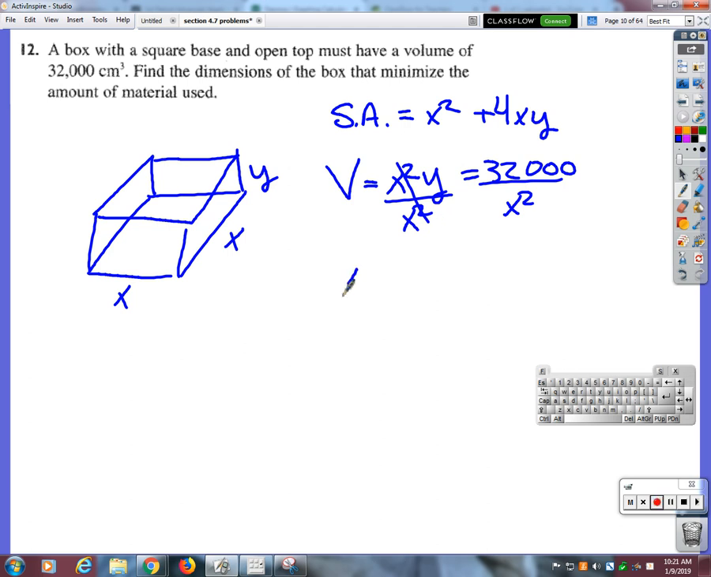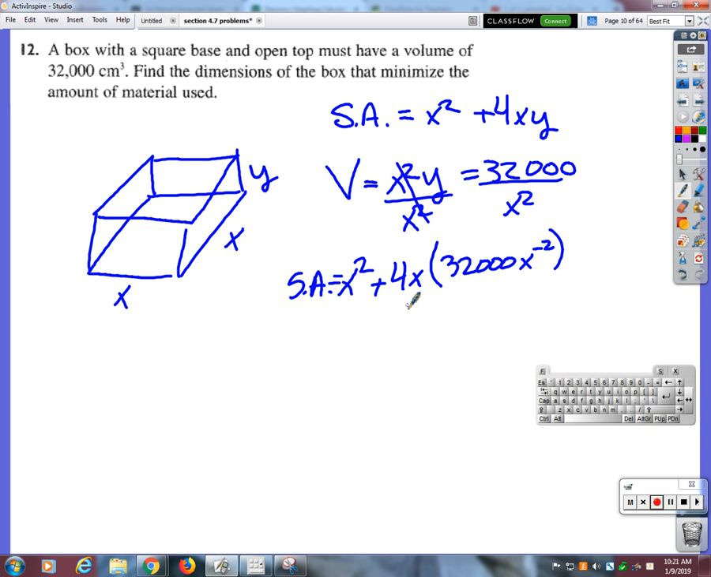So, yep, I'm going to resubstitute that back into here. So I'm going to go x squared plus 4x times, and then instead of writing y, or h in your case, Elena, I'm going to write 32,000 x to the negative 2. So that's the formula for the surface area of the box using only one variable.